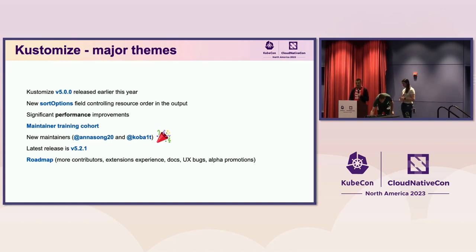There's multiple additional enhancements that have happened over the past year that are listed on the slide, but the most important ones that we want to shout out are to the new maintainers, Anna and Yuko. Both of them joined in the spring the maintainer training cohort that Natasha is leading. And over the past couple of months, they grew in their ranks, they stepped up, and they were recently promoted to maintainers for the Kustomize project, which is an awesome thing because we have more people interested in it and actually helping us with pushing Kustomize forward.